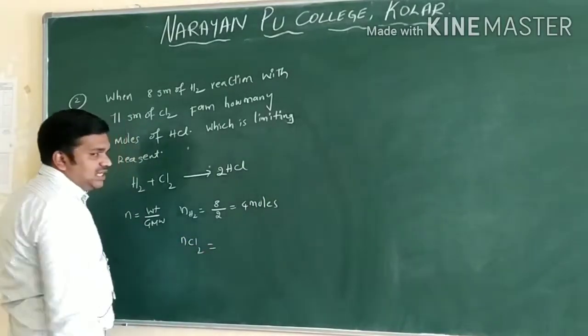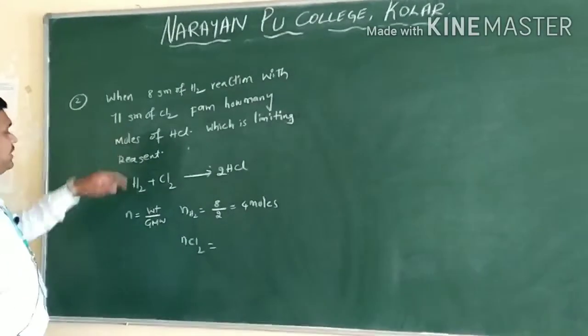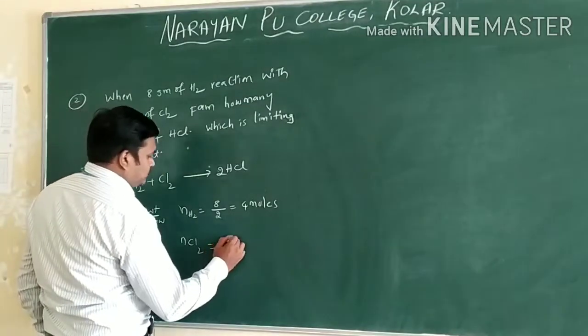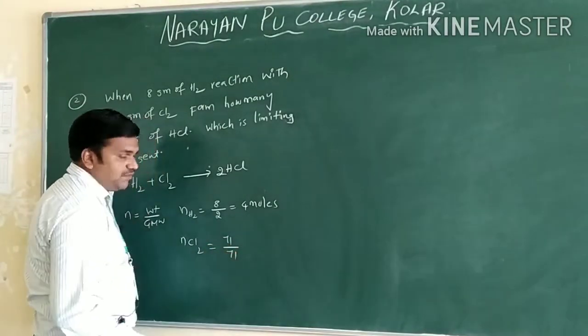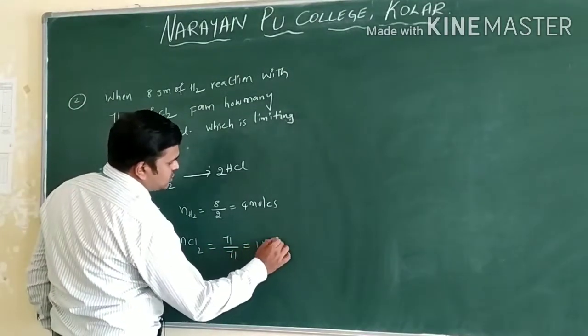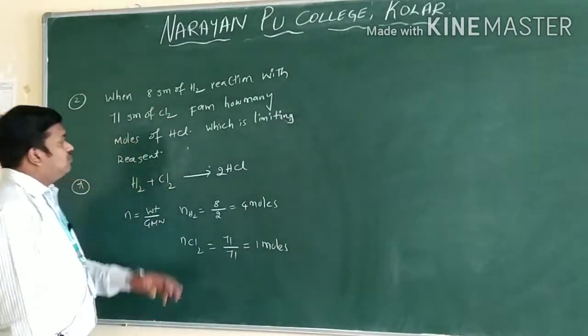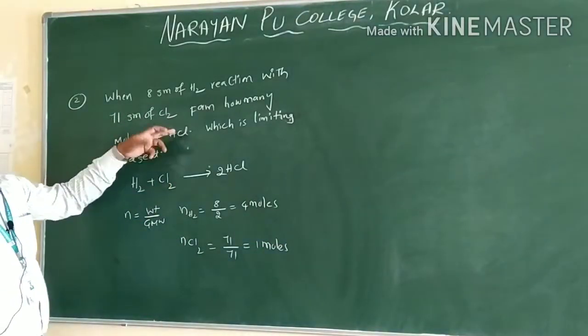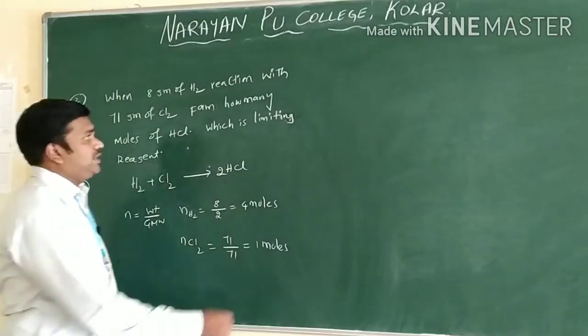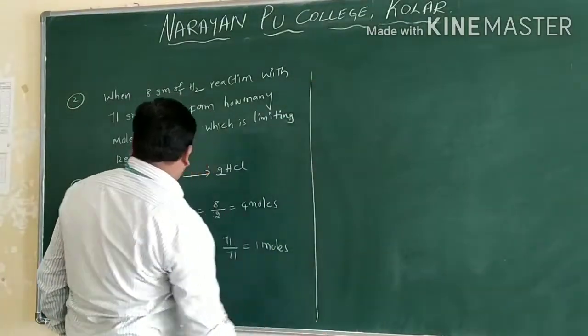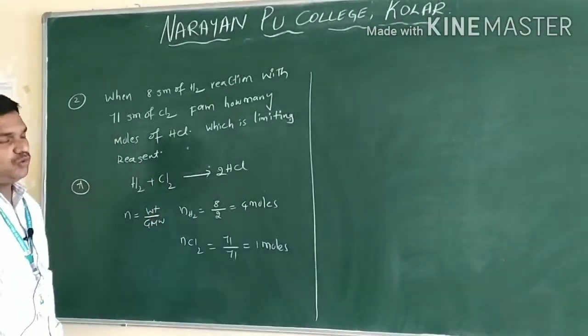In a similar manner, number of moles of Cl2: they gave 71. Cl2 weight is how much? 71. Here how many moles will you get? 1 mole, because chlorine is 35.5 into 2, 71 only. Okay, I converted this number of grams into number of moles.